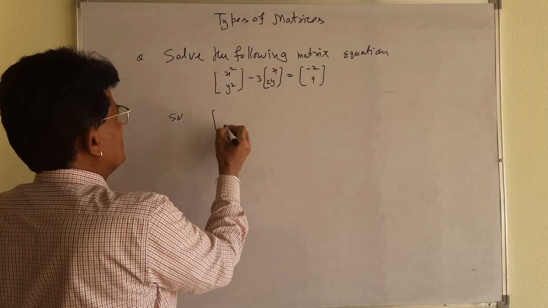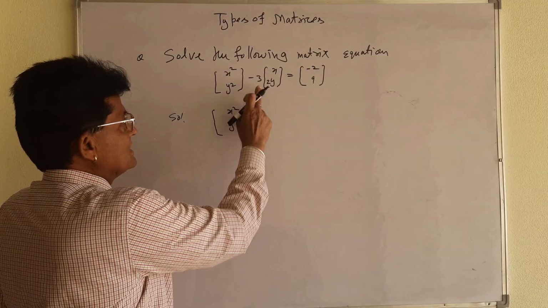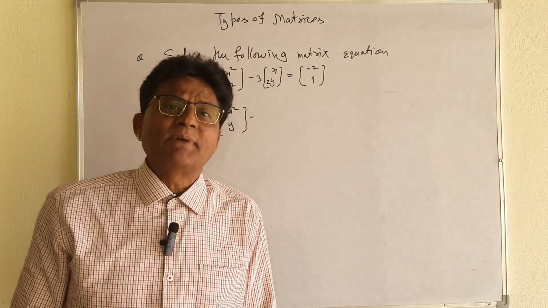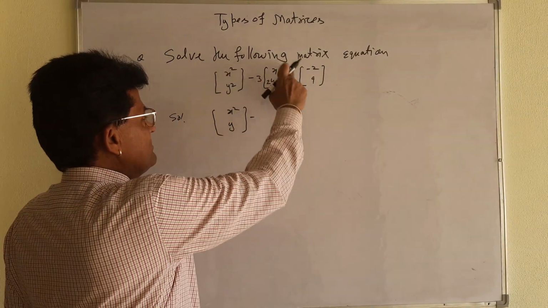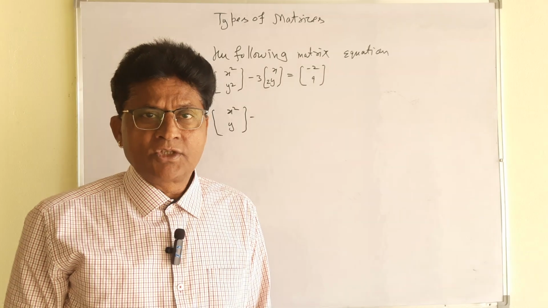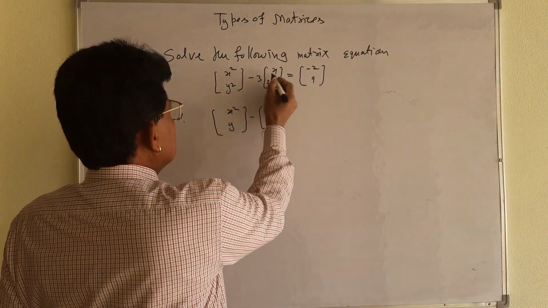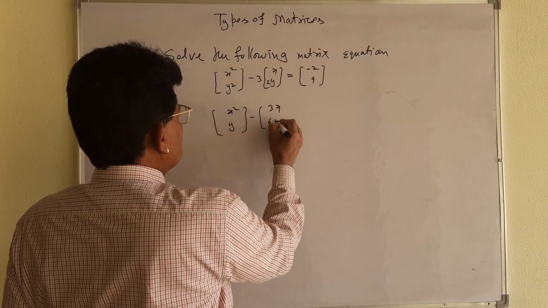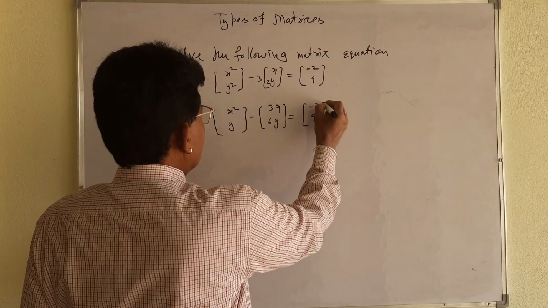My dear student, x square and y square you keep as it is. Minus 3 is outside of the matrix. This is known as scalar multiplication. This 3 you have to multiply with each and every element inside the matrix. Each and every element, do not leave any. What will it become? Multiply 3 with x, 3x; 3 with 2y, 6y. It will be equal to minus 2 and 9.